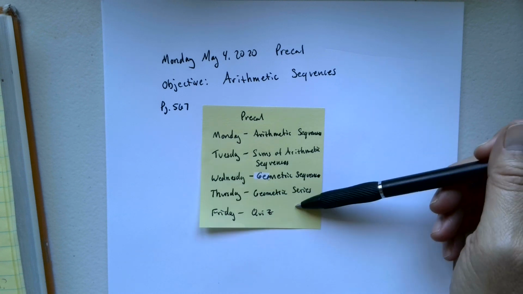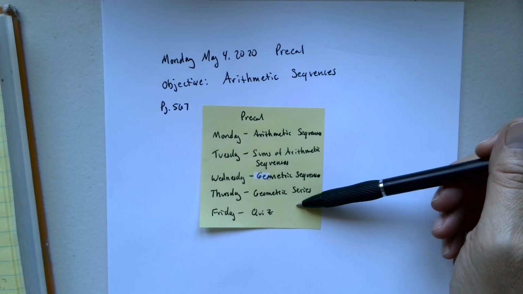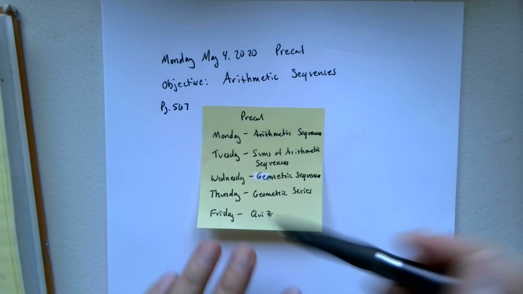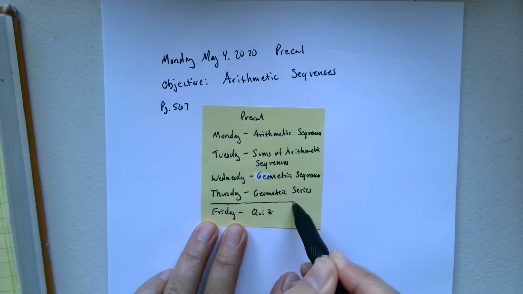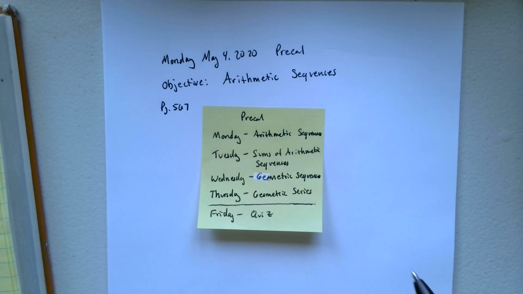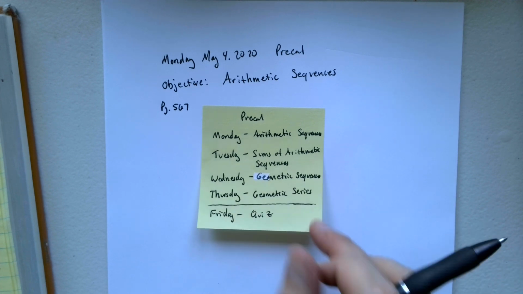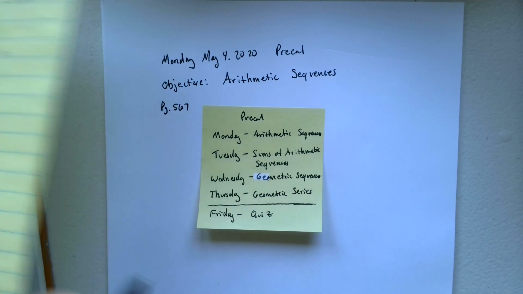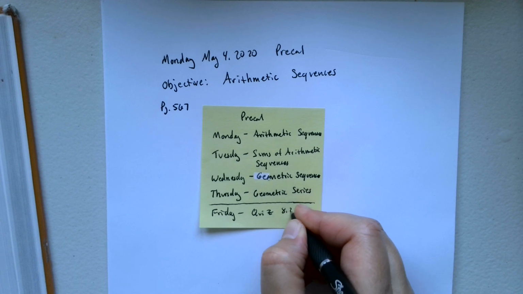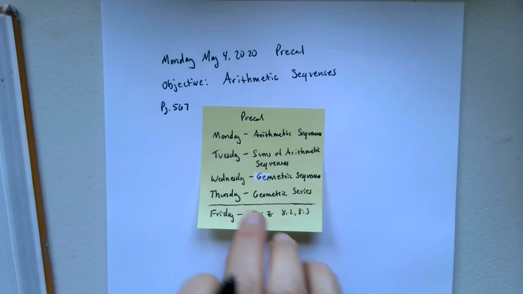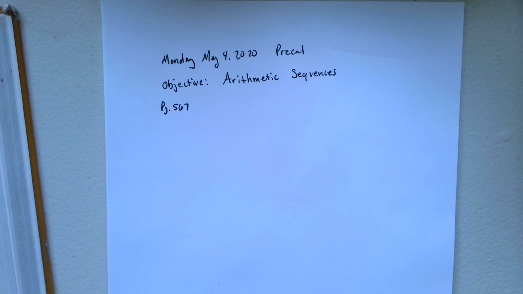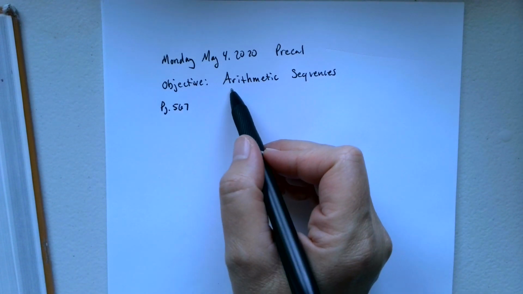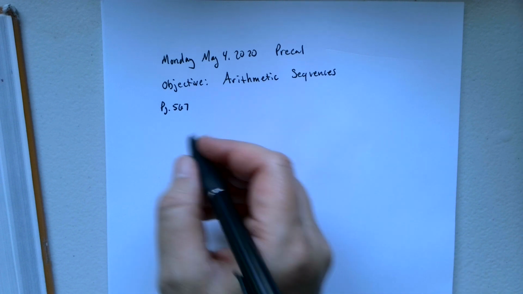Tuesday, we're going to talk about the sum of an arithmetic sequence. Wednesday, we're going to talk about geometric sequences, and Thursday, we'll talk about geometric series. All the homework is due Thursday by midnight, and then we will have our quiz on Friday over sections 8.2 and 8.3.